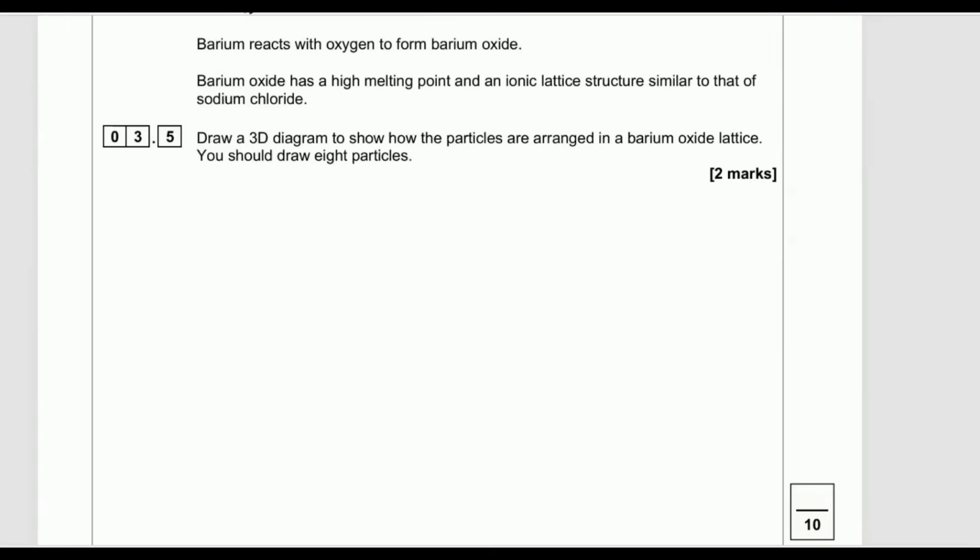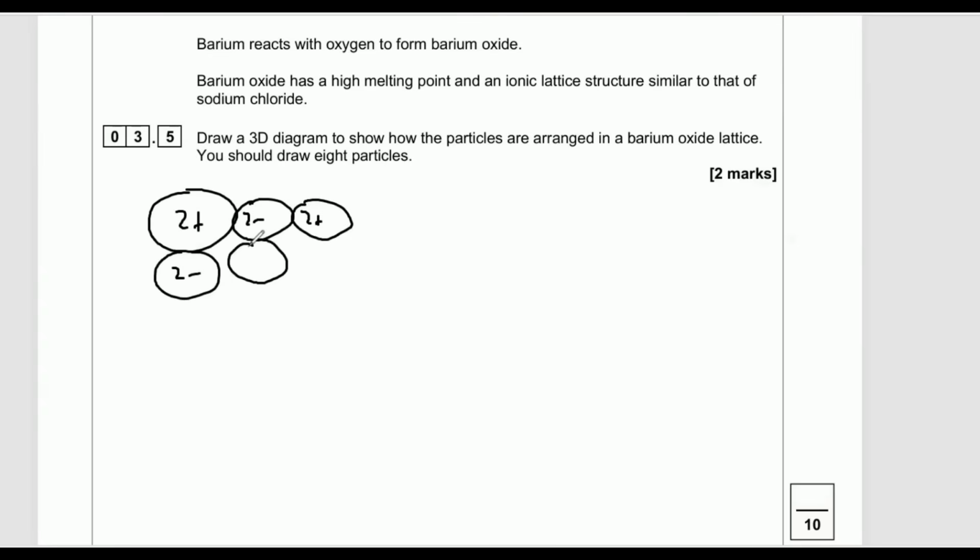And a final part to this question: barium reacts with oxygen to form barium oxide. Barium oxide has a high melting point and an ionic lattice structure similar to that of sodium chloride. Draw a 3D diagram to show how the particles are arranged in the barium oxide lattice. You should draw 8 particles, right? It says 3D, so if we check the mark scheme, for a start, this isn't going to be 8 particles, but you're not going to get the marks for that. That is a 2D structure, folks, and that has got some big old gap there.